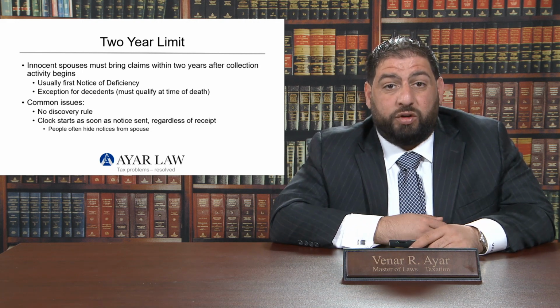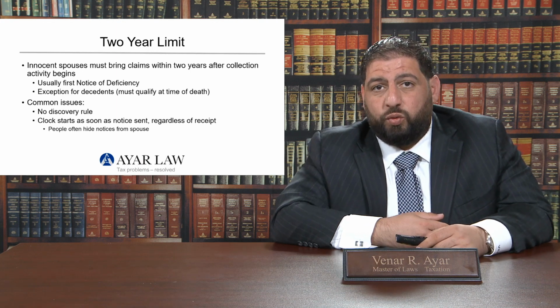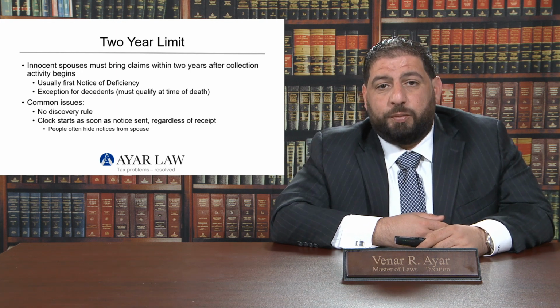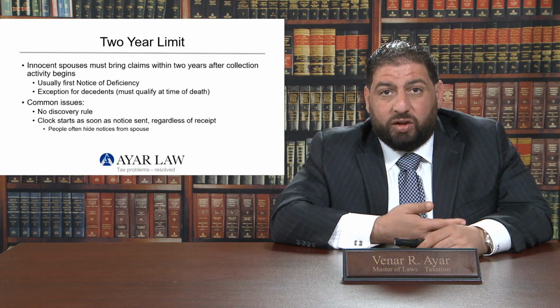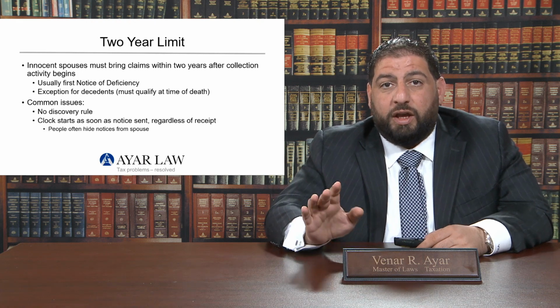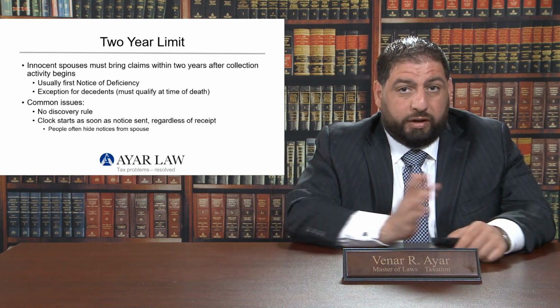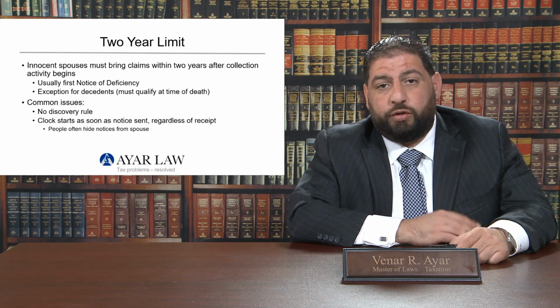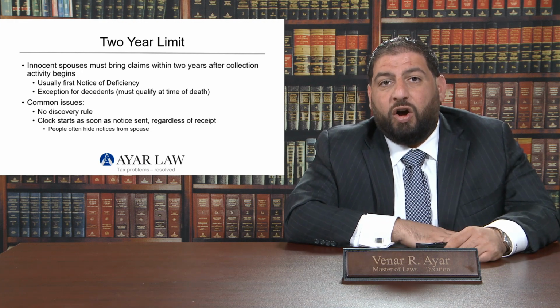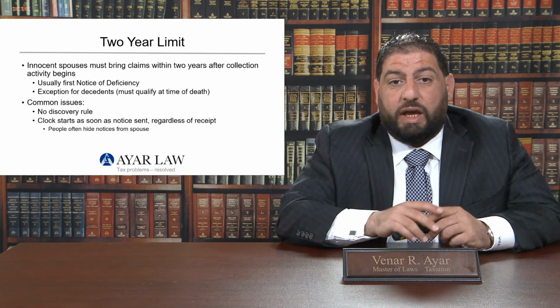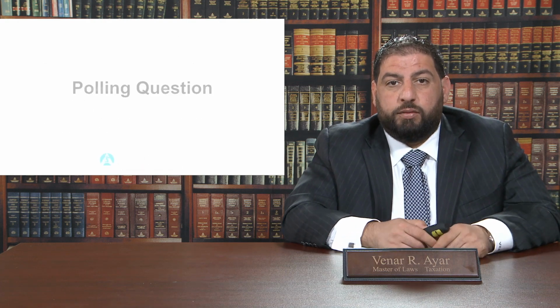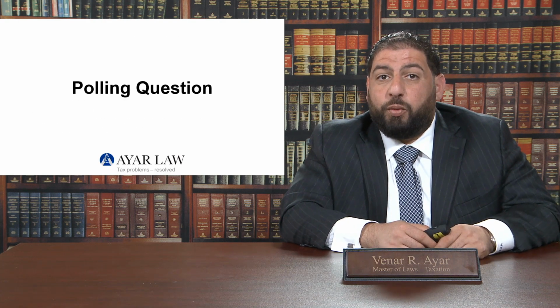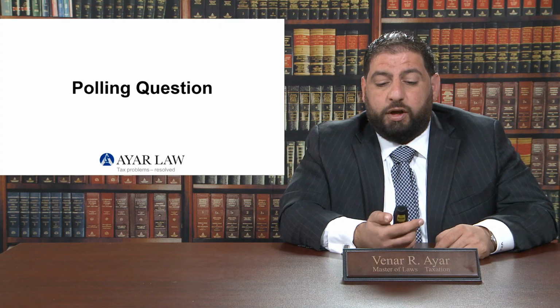Common issues with the 2-year limit: there's no discovery rule. Oftentimes spouses will hide collection notices from the other spouse. It doesn't matter if you actually knew that the IRS sent the collection notices or that the IRS began collections. All that matters is that it actually happens. So that brings us to our first polling question of the day.